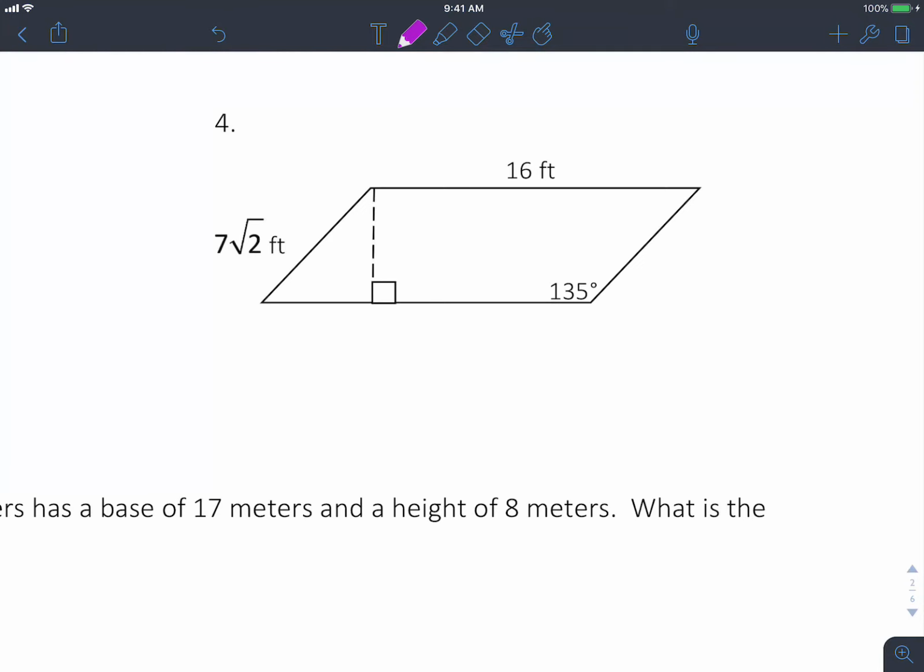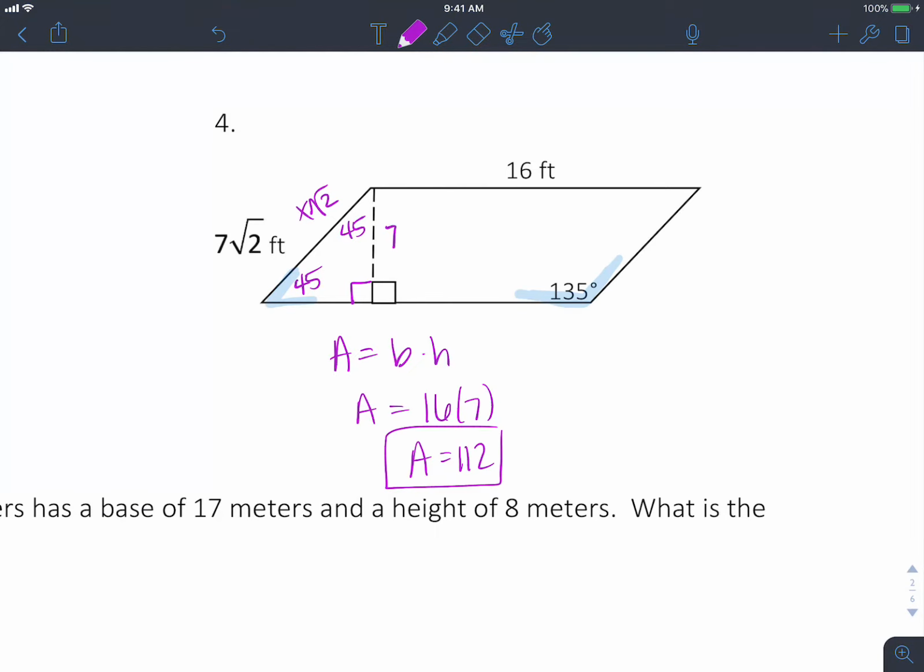All right, so on this one, number 4, we know that consecutive angles add up to 180. So that means this angle here is 45 and this angle here is 45. So since we have a 45, 45, 90 triangle, this side is our x root 2. So the height here is 7. So then we just have a typical parallelogram. So the area is base times height. So we have 16 times 7, and our area is 112.